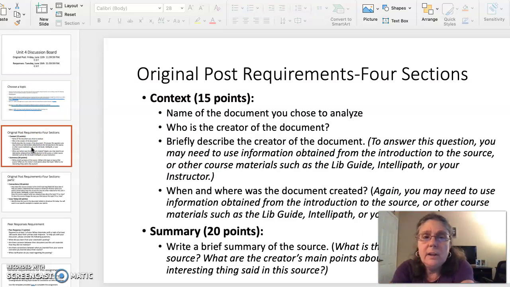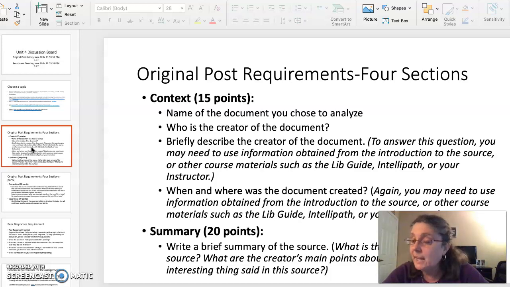So Unit 4 DB is broken down into four sections where Unit 2 DB was broken down into three. It's very similar. Again, we're just building on what we did in Unit 2 DB. The context section is worth 15 points. Name the document you chose to analyze. Who's the creator of the document? Briefly describe the creator of the document. When and where was the document created? Very similar to Unit 2 DB.